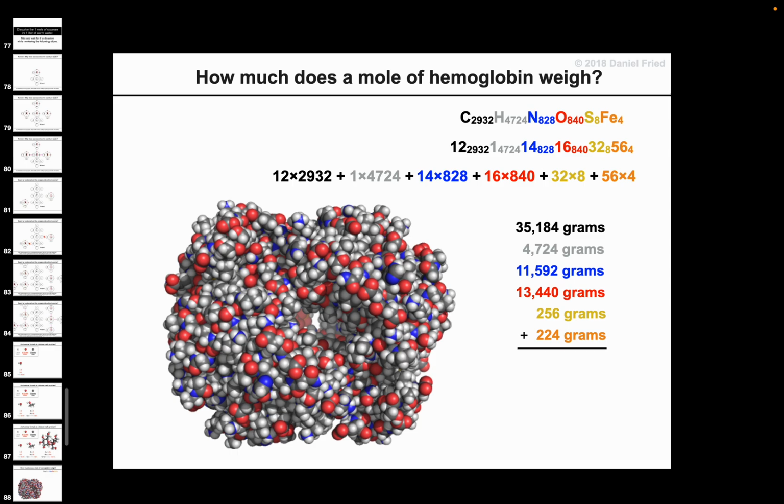35,184 plus 4,724 plus 11,592 plus 13,440 plus 256 plus 224 equals 65,420 grams per mole. That's an immense amount. 65 kilograms or 143 pounds.